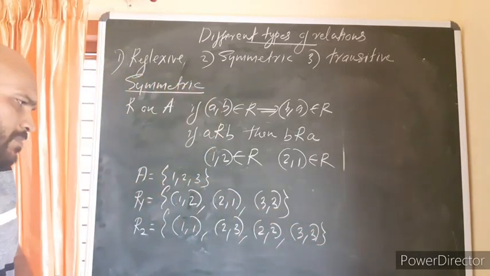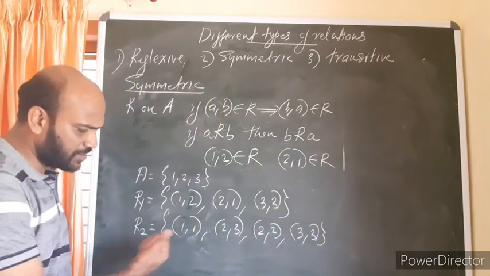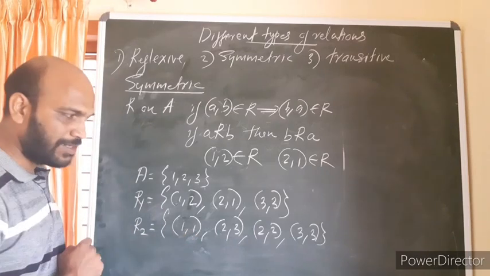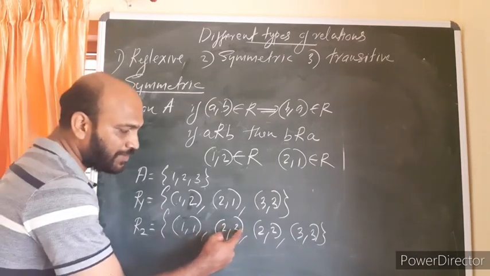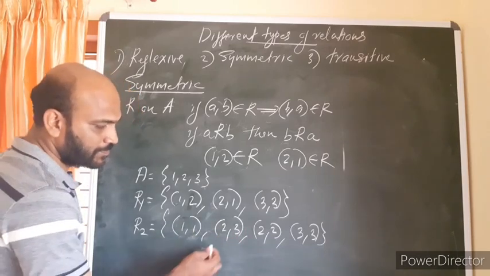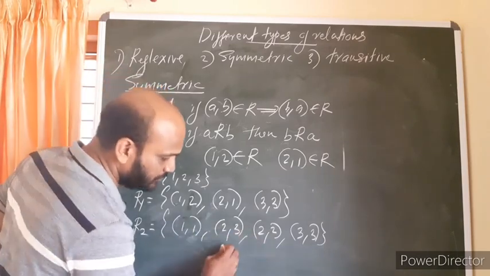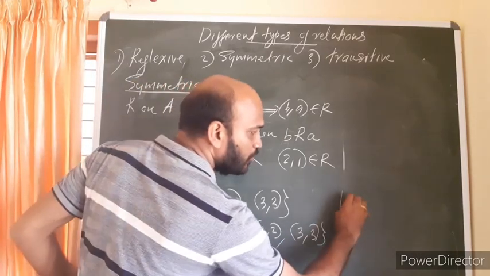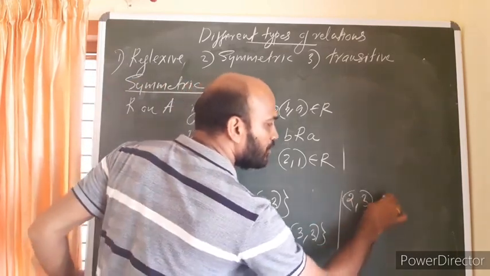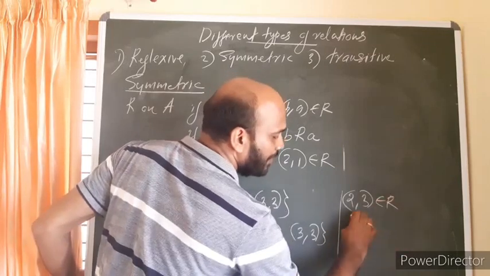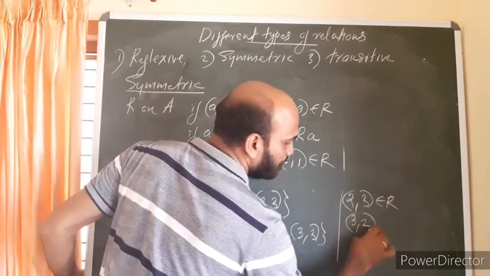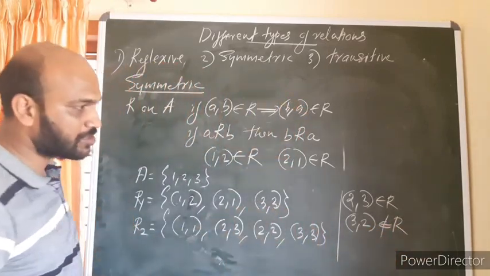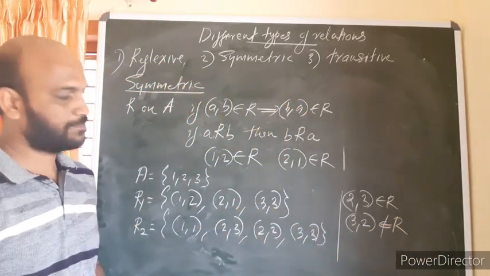It's very simple. Check whether R2 is symmetric or not. 1, 1 reverse 1, 1, it is here. 2, 3 reverse 3, 2. 3, 2 is not there. So 2, 3, I'll write the answer here. 2, 3 belongs to R, but 3, 2 does not belong to R. So R2 is not symmetric.